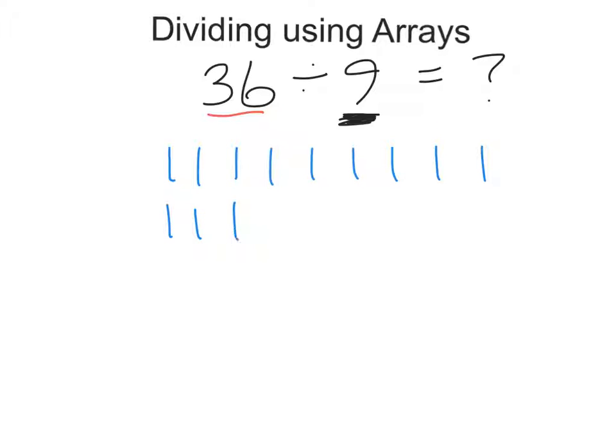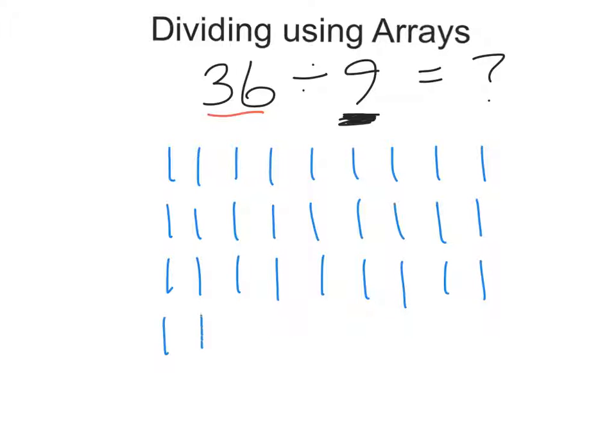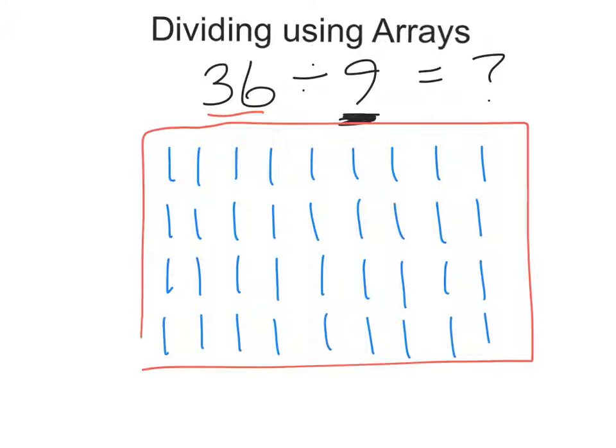10, 11, 12, 13, 14, 15, 16, 17, 18. 19, 20, up to 36. And that is my array to show 36 divided by 9. So I have my 36 marks, and I put them in groups of 9 because I'm dividing by 9.